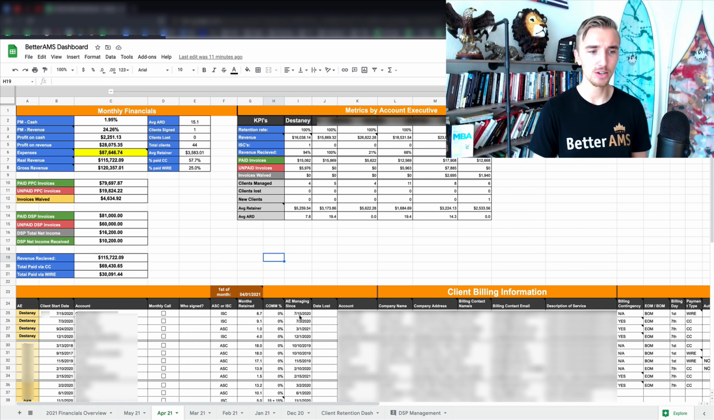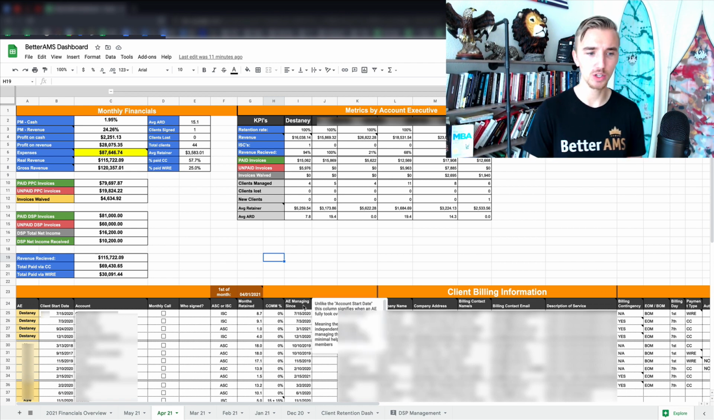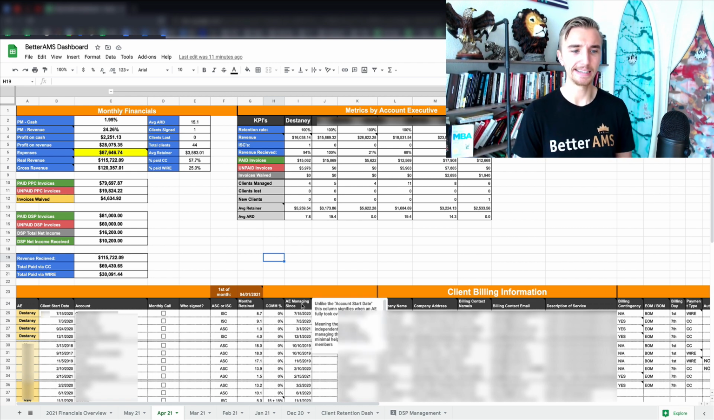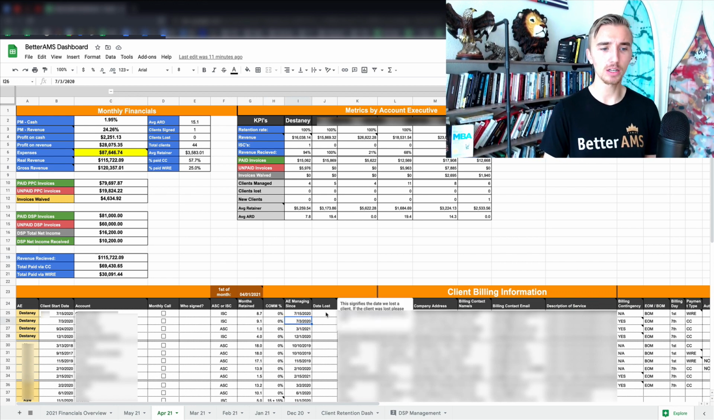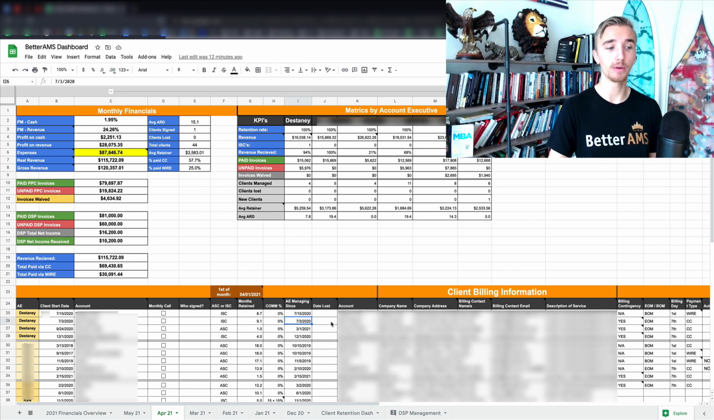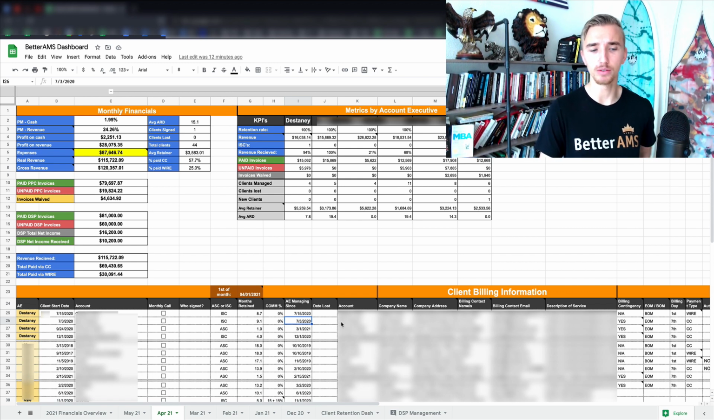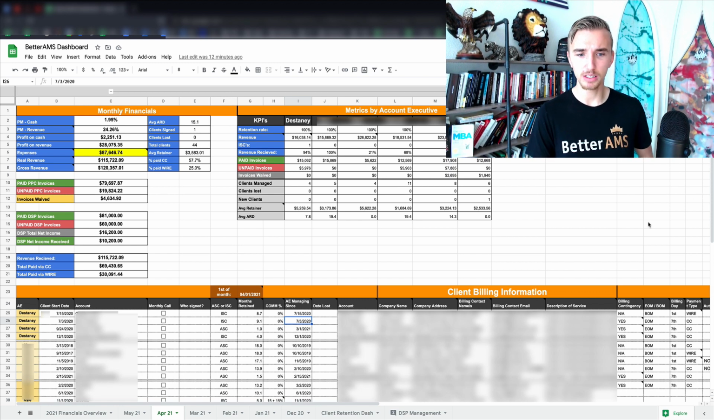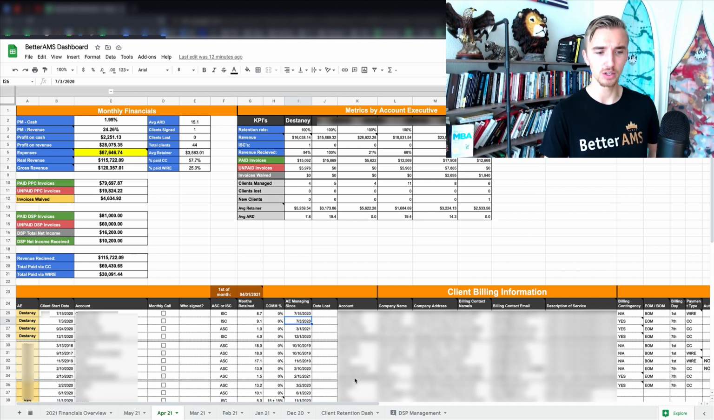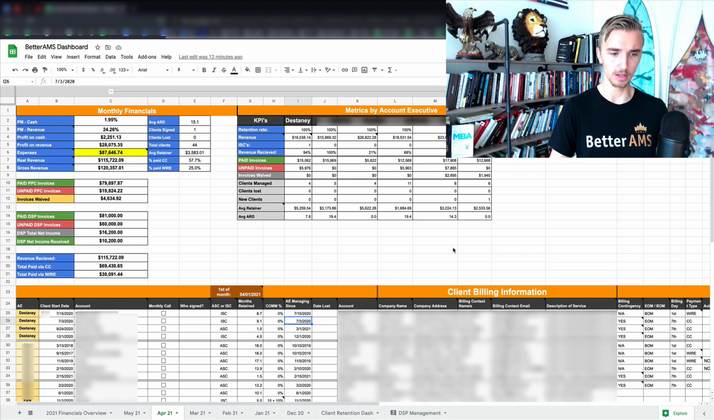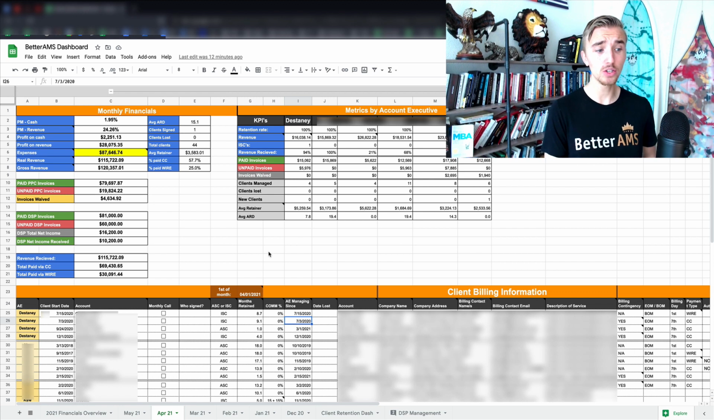The AE managing, we won't get too much into this. Date lost, if we lost a client, we'll put the date that we lost them here, and that feeds into some formulas that calculate the average retention rate. Company name, company address, billing information, all that stuff is just private client information that we use for sending invoices and so on. So it's pretty straightforward.